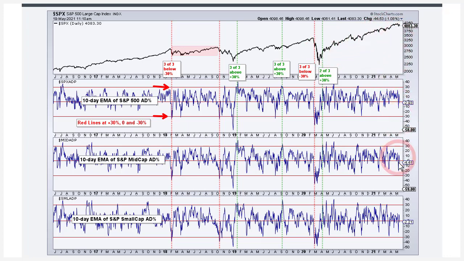So these indicators have yet to trigger bearish, and I wouldn't become concerned about the bull market, so to speak, because we are in a bull market, unless we start seeing two of these three indicators trigger.